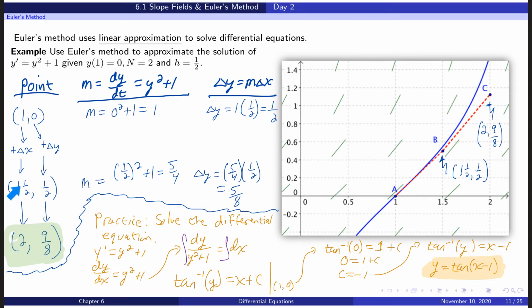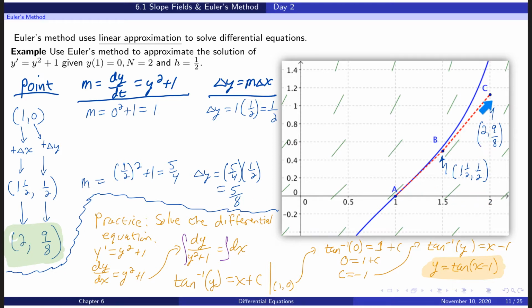So the next thing to do is to take this point, again, plug it into the slope formula. We're finding a new tangent line slope. So y squared plus 1 is 5/4. I'm going to use that to calculate a delta y. Delta y is the slope of 5/4 times the delta x, which is 1/2, and I get 5/8. So I'm going to increase my y value by 5/8. So if I started at a half, which is 4/8, and if I add 5/8, I get 9/8. When I increase my x again by 1/2, I'm at 2, 9/8.